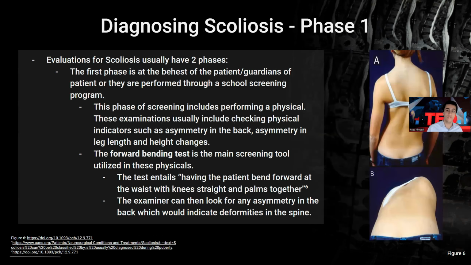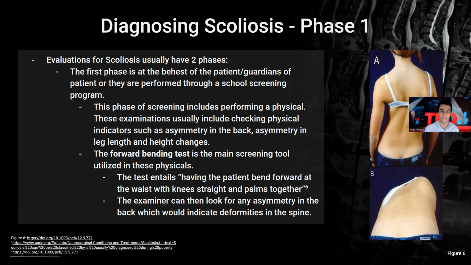In general, there are 2 steps in diagnosing scoliosis: a first screening step and then a more in-depth step. The first step, the screening step, includes a list of physical tests, with the most important one being the forward bending test. A patient will bend at the waist, but will keep their knees straight and their palms together. We can see this test in figure 7, where we can see a prominence on the right side of the patient's back, indicating abnormalities in the spine. Another indicator of scoliosis is an inability to perform the test altogether.